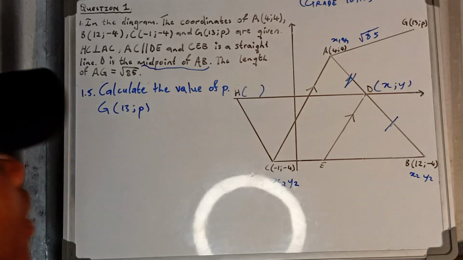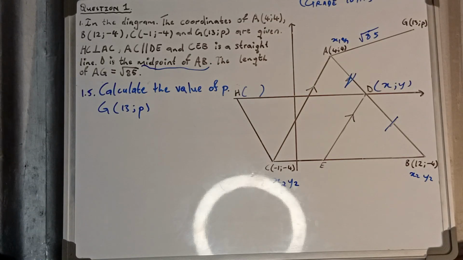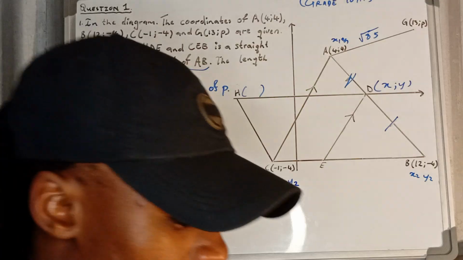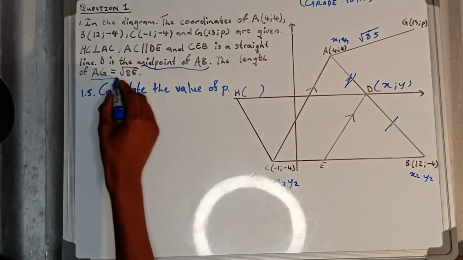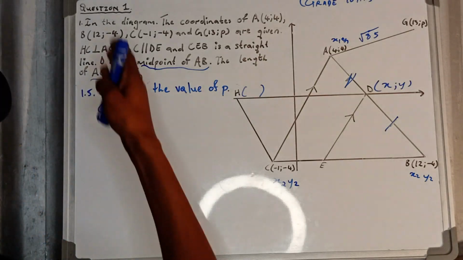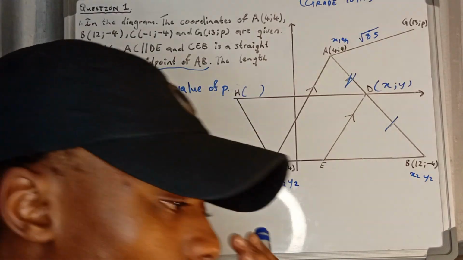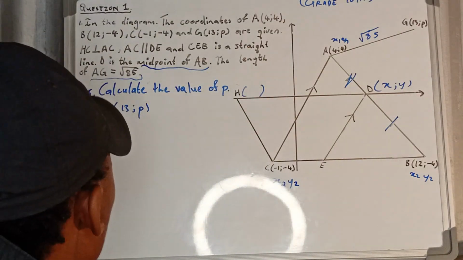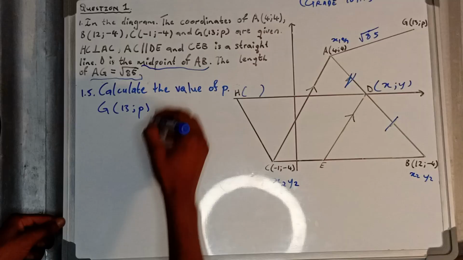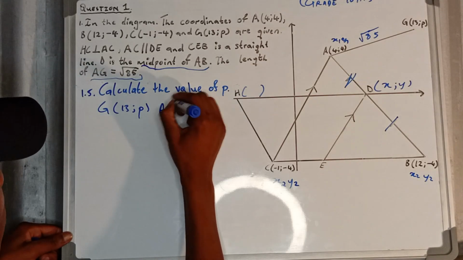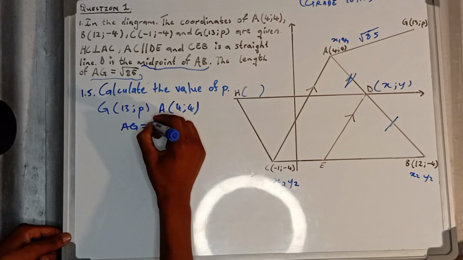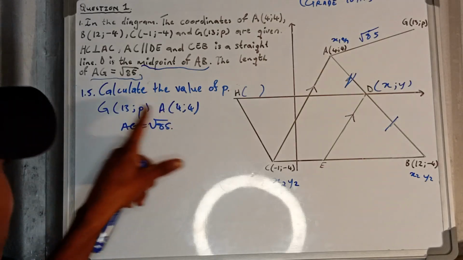Now guys, what you need to understand here, as much as you do not have the gradient of HG, is this secret: the examiner cannot give you the length of AG for nothing. They are giving you the length of AC because they know you are going to need it. To get the value of P, we must use that length. We have 4 and 4 as the coordinates of A. So AG in all will be equal to the square root of 85.